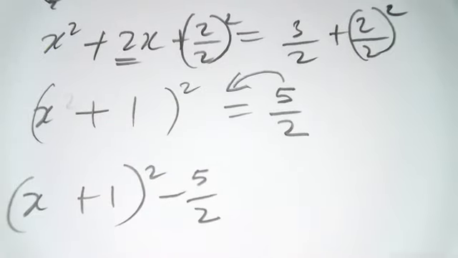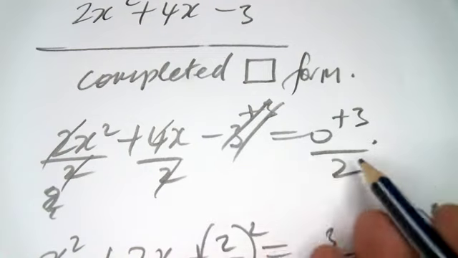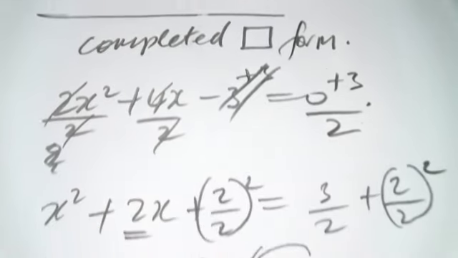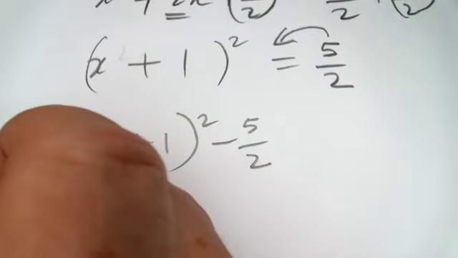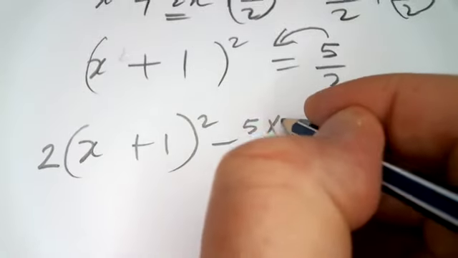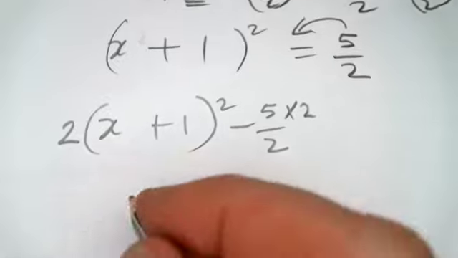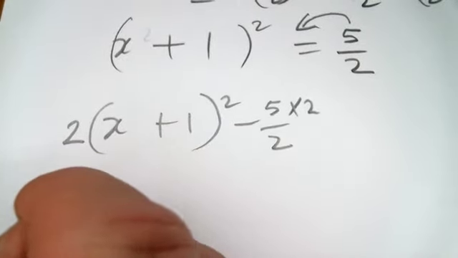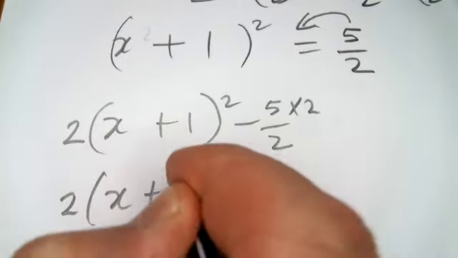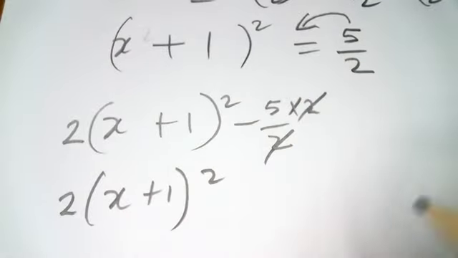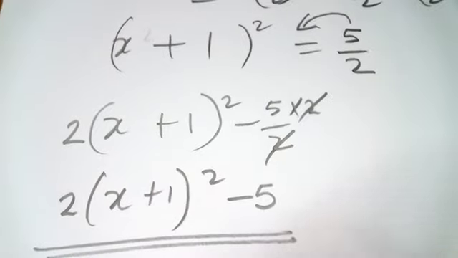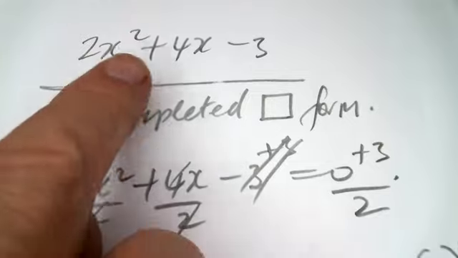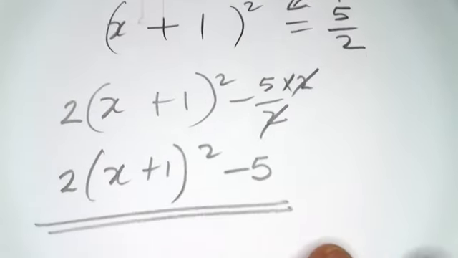Now, you'll recall I divided everything by 2. I've now got to undo that process by multiplying everything by 2. So I'm going to multiply that by 2, and I'm going to multiply this by 2. So the final answer is going to be 2 times x plus 1 all squared. 2 divided by 2 leaves me with minus 5. And there is the completed square form of the original equation, which is this one here. So here is the answer.